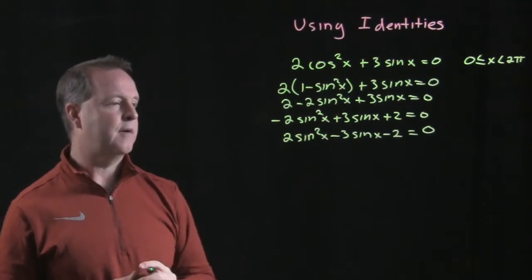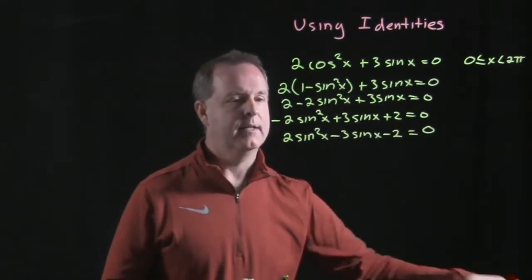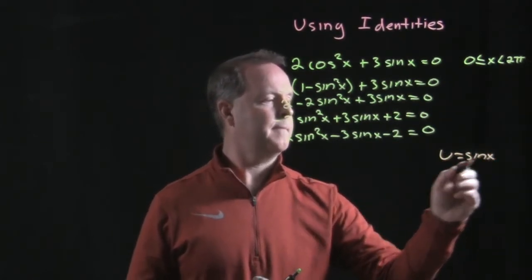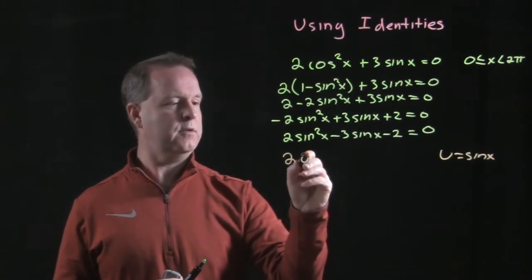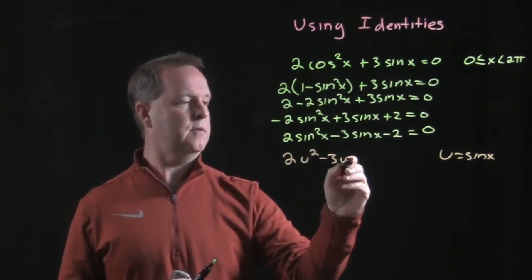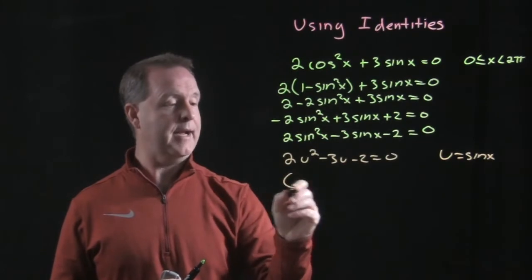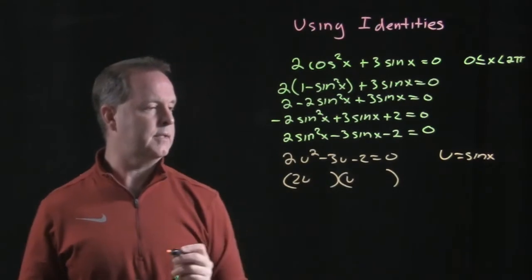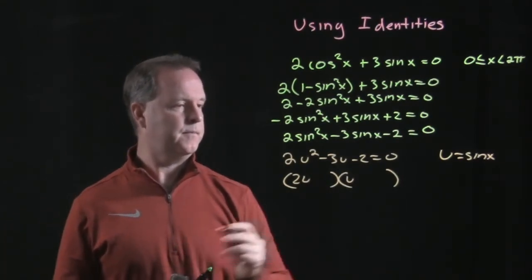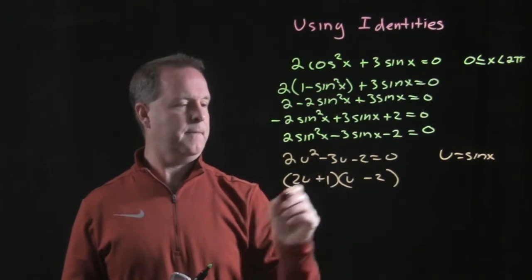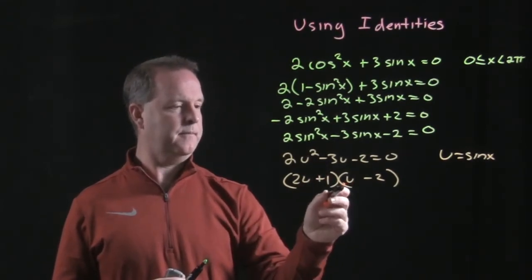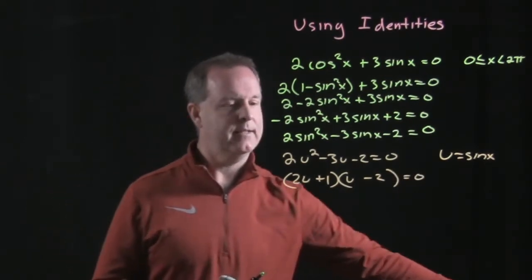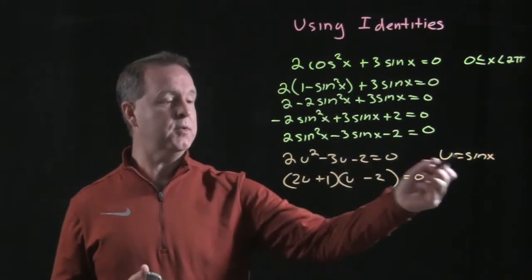Love zero. From there, looks like we have something that if I substitute and let u equal sine of x, then I have 2u squared minus 3u minus 2 equals 0. I can factor that now. That's a 2u and a u, minus a 2 there and a plus 1 there. Did that factor correctly? I believe it does.